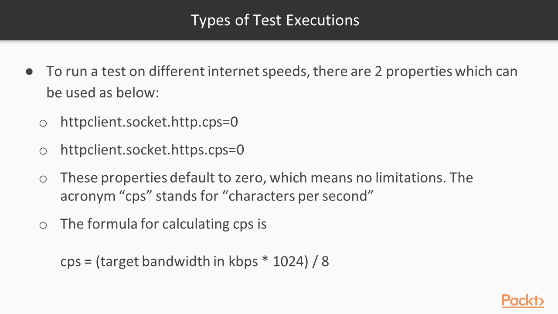httpclient.socket.http.cps equal to 0 and httpclient.socket.https.cps equal to 0. These are for HTTP and HTTPS protocols respectively. The properties default to 0, which means there are no limitations. The acronym CPS stands for characters per second. The formula for calculating CPS is CPS equal to target bandwidth in kilobits per second multiplied by 1024 and divided by 8.